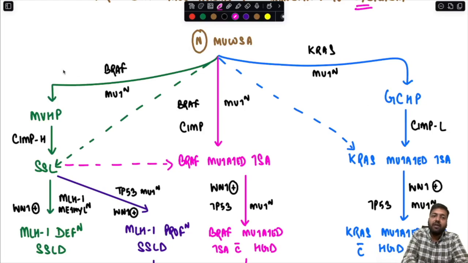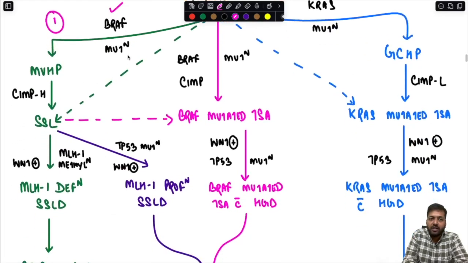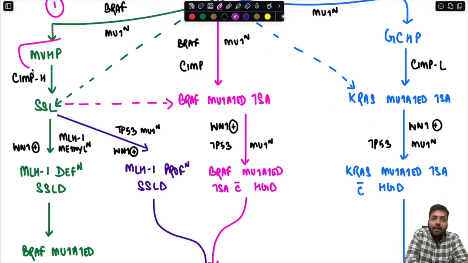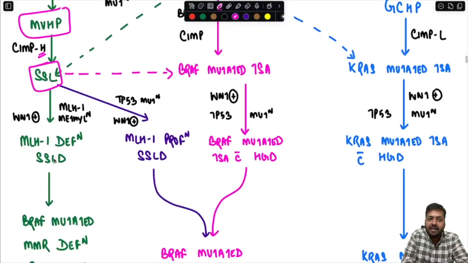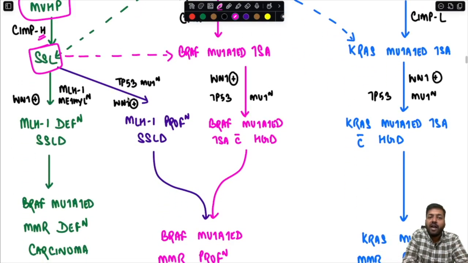So the first pathway is this pathway. The normal mucosa, via the BRAF mutation, gives rise to the microvesicular hyperplastic polyp, which can develop a CpG island methylator phenotype, high type, and give rise to SSL, that is sessile serrated lesion. Not only this, the normal mucosa can also directly convert into an SSL. Now once they develop into an SSL, this SSL can go via two pathways.